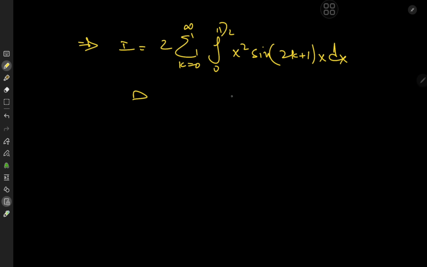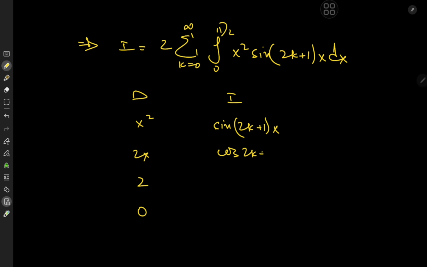We'll invoke the DI method, taught and loved by Sensei Black Pen Red Pen. So for differentiation purposes, we have x squared and we have sine of 2k plus 1 x over here, 2x, 2, and 0.